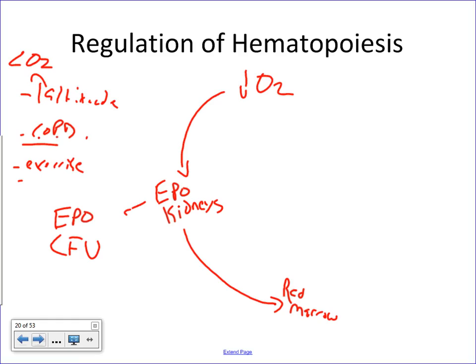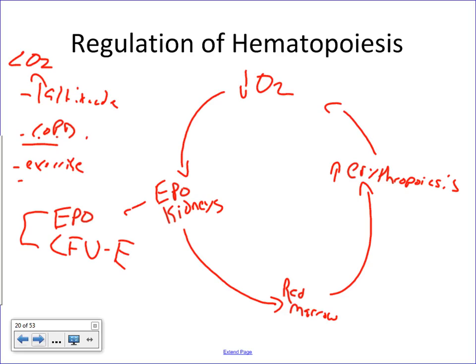And there are specific ones. So this would be CFUE, colony forming unit, erythrocyte. When you get erythropoietin and CFUE together, that more or less really turns this process up. Think of it as activating the process, and then we go through the step-by-step process of erythropoiesis. So then we'll crank out more red blood cells, and now we'll have an increased RBC count.